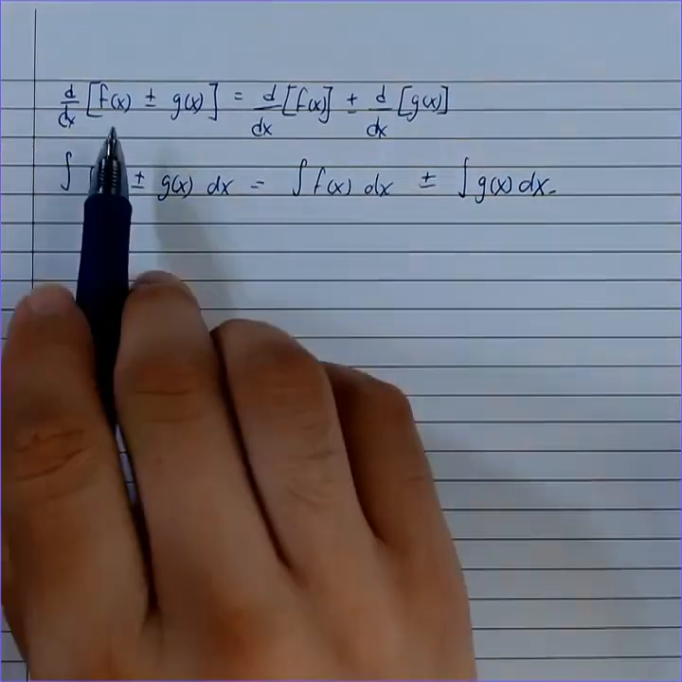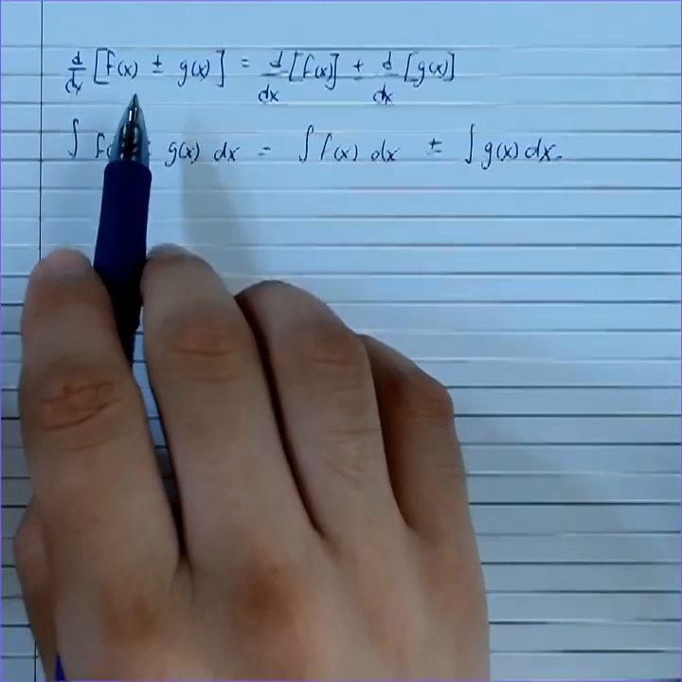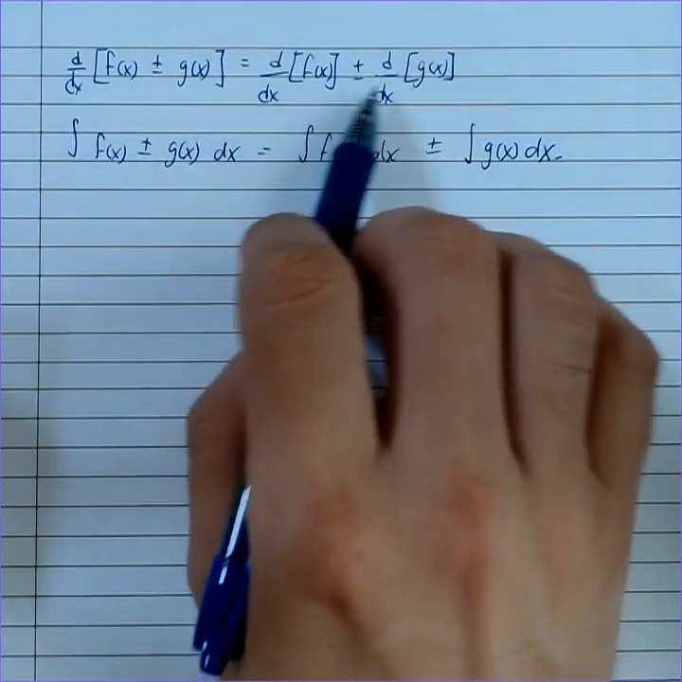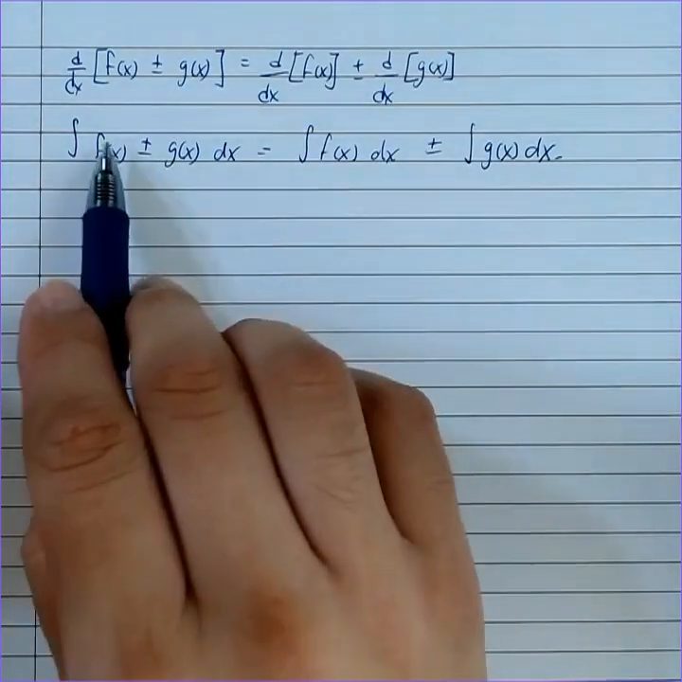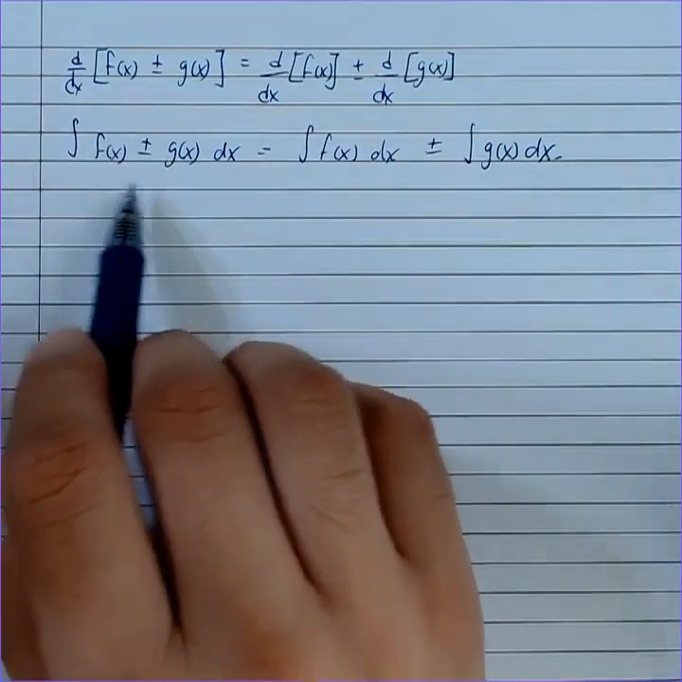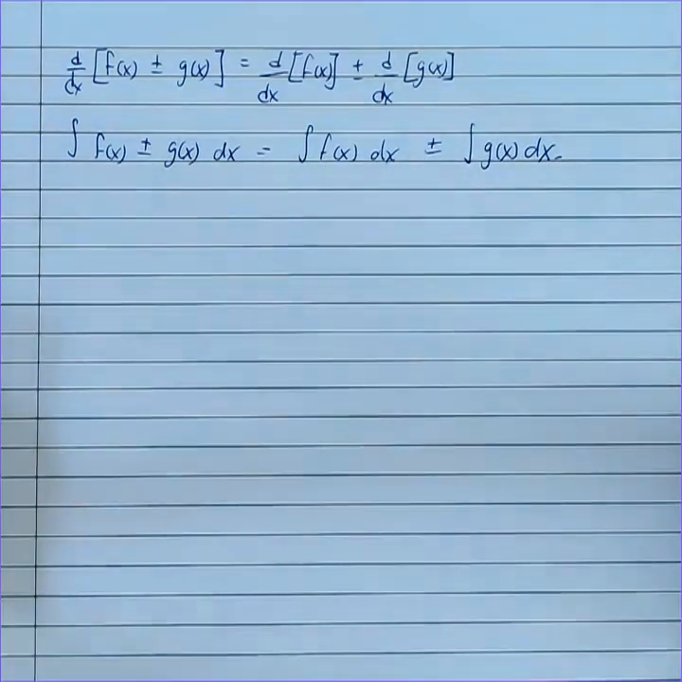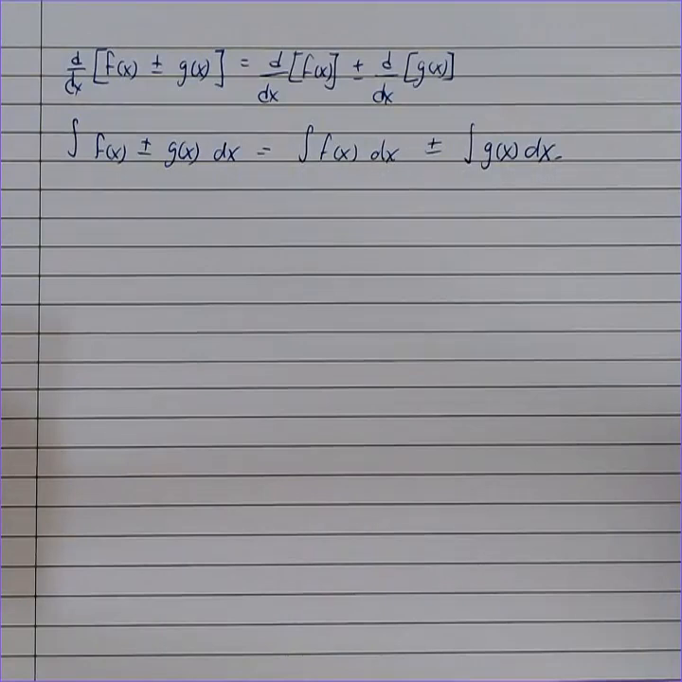So the linearity property allows us to say we can take the derivative of a sum or difference by taking the derivative of each piece and then adding or subtracting. And the same thing is true for integration. We can integrate a sum or a difference by integrating each piece and then adding or subtracting as appropriate.